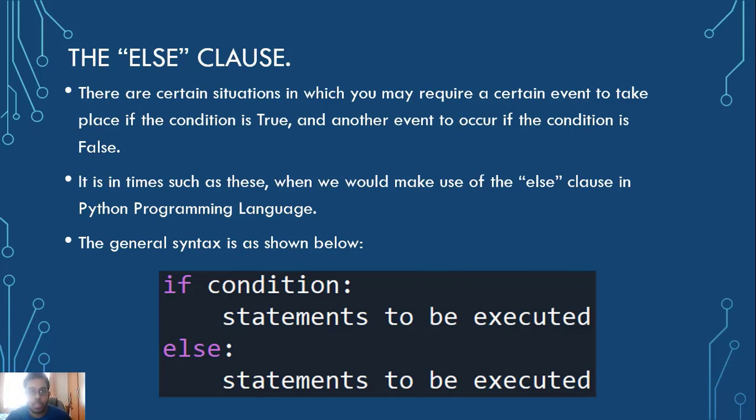The else clause. There are certain situations in which you may require a certain event to take place if the condition is true, and another event to occur if the condition is false. It is in times such as these when we would make use of the else clause in the Python programming language. The general syntax is as shown below.